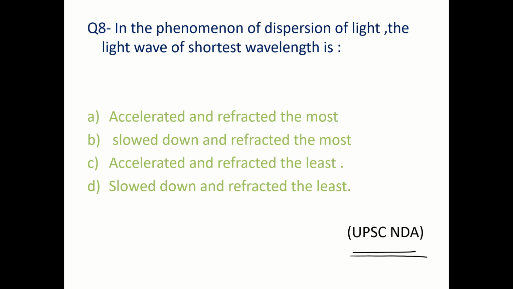See, the very first thing is that you must know whether it is accelerated or slowed down. When the light is traveling from air to a different medium, it is dispersing, so it is obviously traveling in a different medium, so it is slowed down. So B and C are the only possible options. Now come to the next part: which is the most refracted, which is the least refracted.